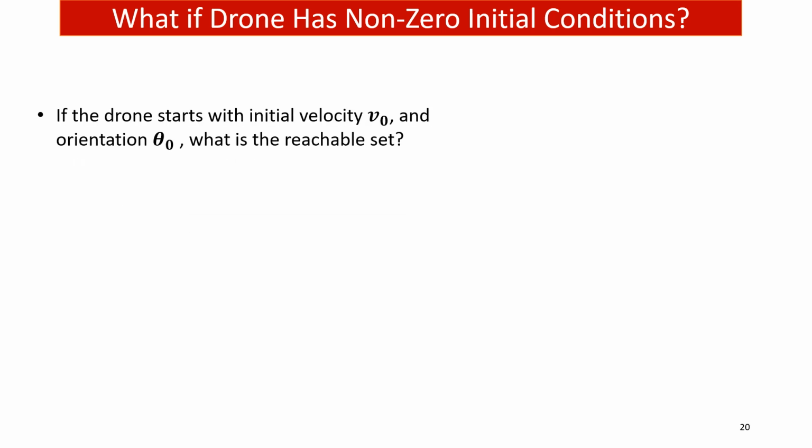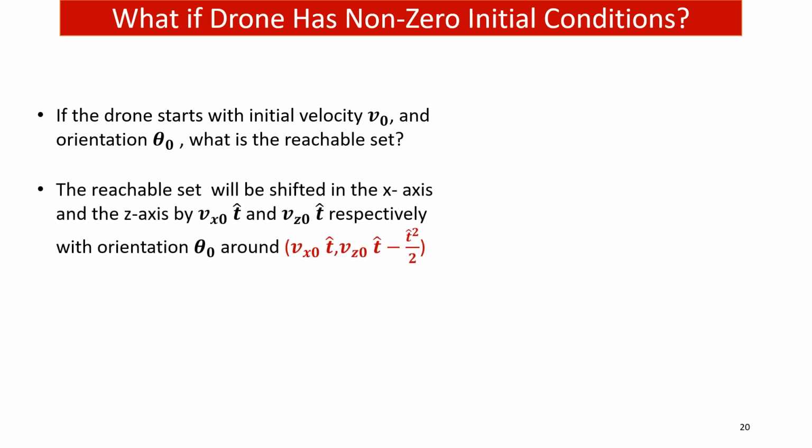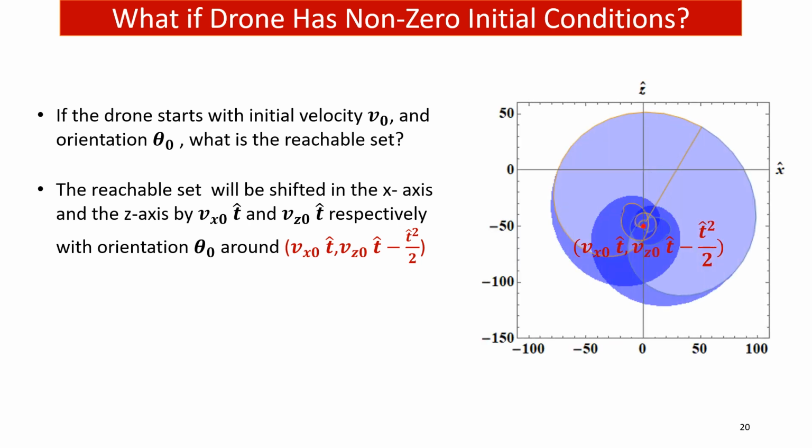If the drone starts with initial velocity v0 and orientation theta naught, what will be the reachable set? The reachable set will be shifted in the x-axis and the z-axis by vx0 t hat and vz0 t hat respectively, with orientation theta naught around vx0 t hat, vz0 t hat minus t hat square over 2, as shown in the plot on the right.